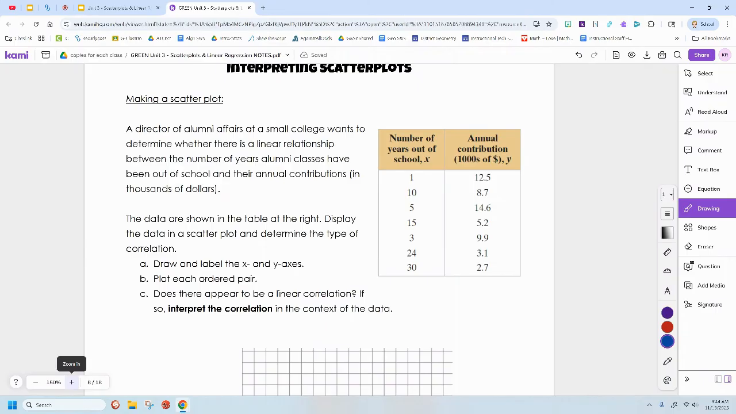But basically, let's go ahead and look at this example, make sure we understand the context, and then we'll make a scatter plot that follows all of our directions of title, tick, tick, label, label, label. All right, so alumni affairs at a small college.